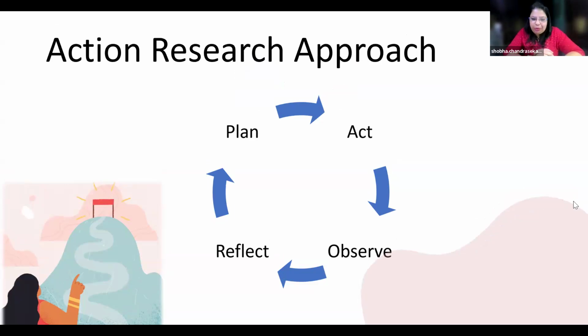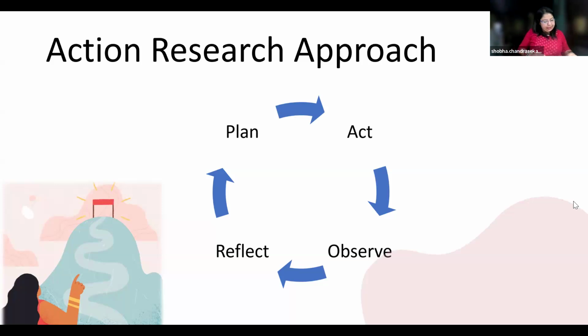Okay, so this approach was given by Kurt Lewin in 1946. And this integrates theory and practice to solve real-world problems. What Lewin said was, he emphasized collaboration between researchers and practitioners. So he said researchers and practitioners should collaborate and bring about the change while also contributing to the knowledge. And that's why it's called the action research approach. It's often described as a cyclic process of planning, action, and reflection.